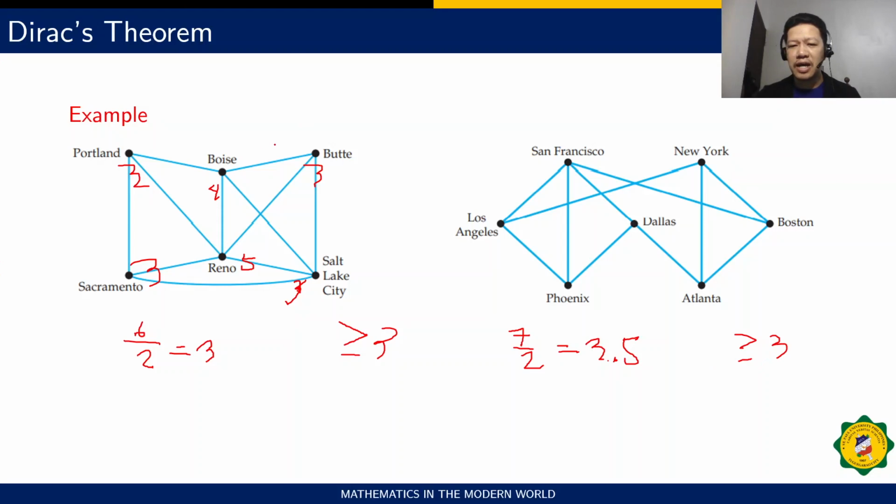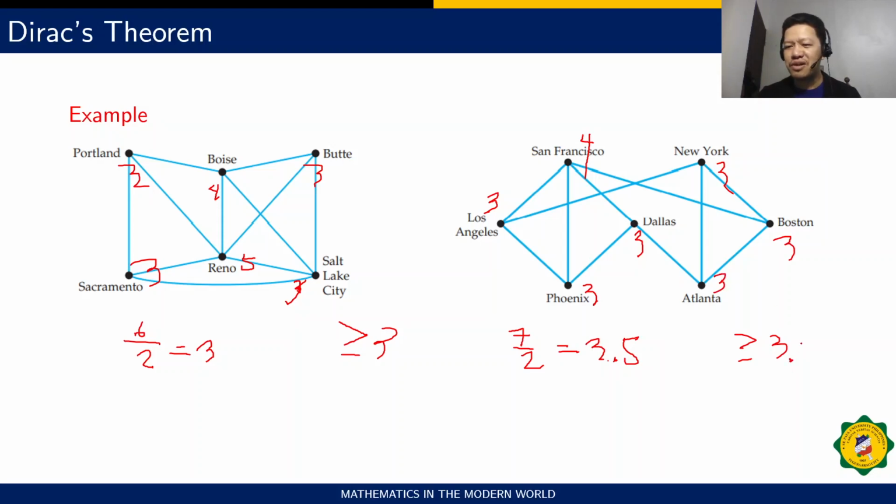But checking now the degree of its vertices here, starting with Los Angeles, for example, the degree is 3. In here, the degree is 4. The degree here is 3. The degree here is 3 also. Here we have 3, and then here 3, and then here 3.